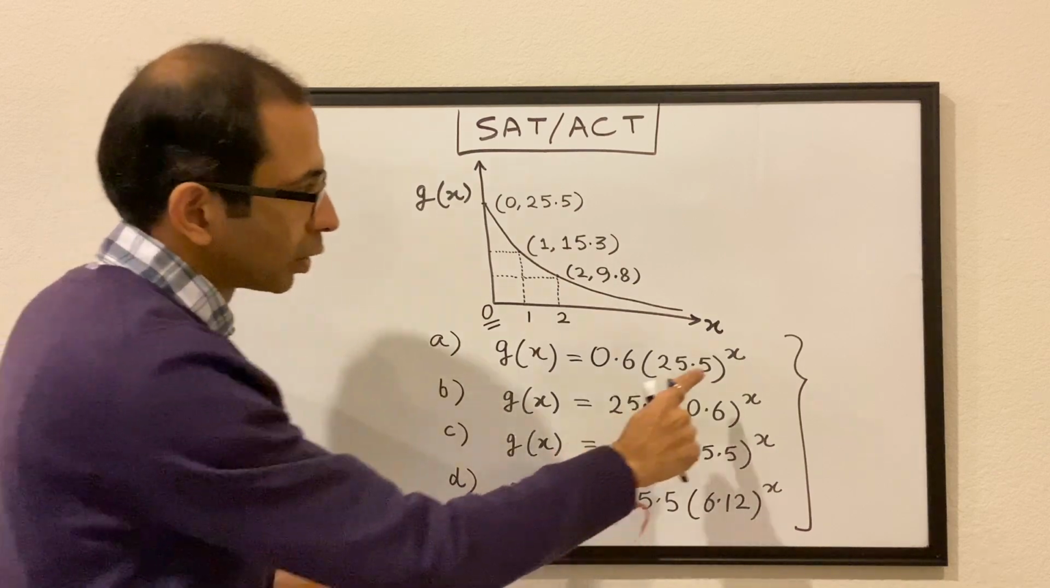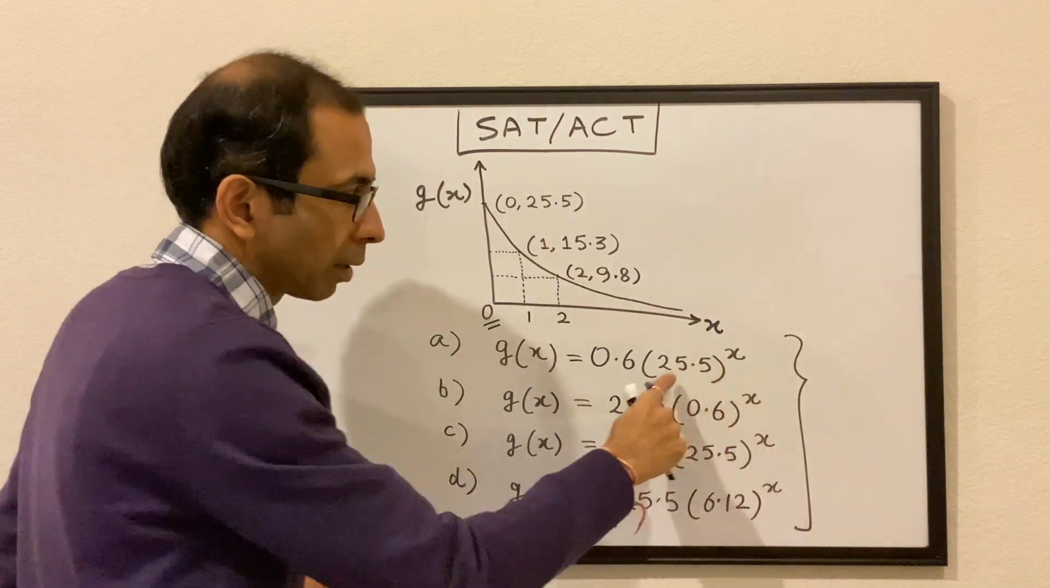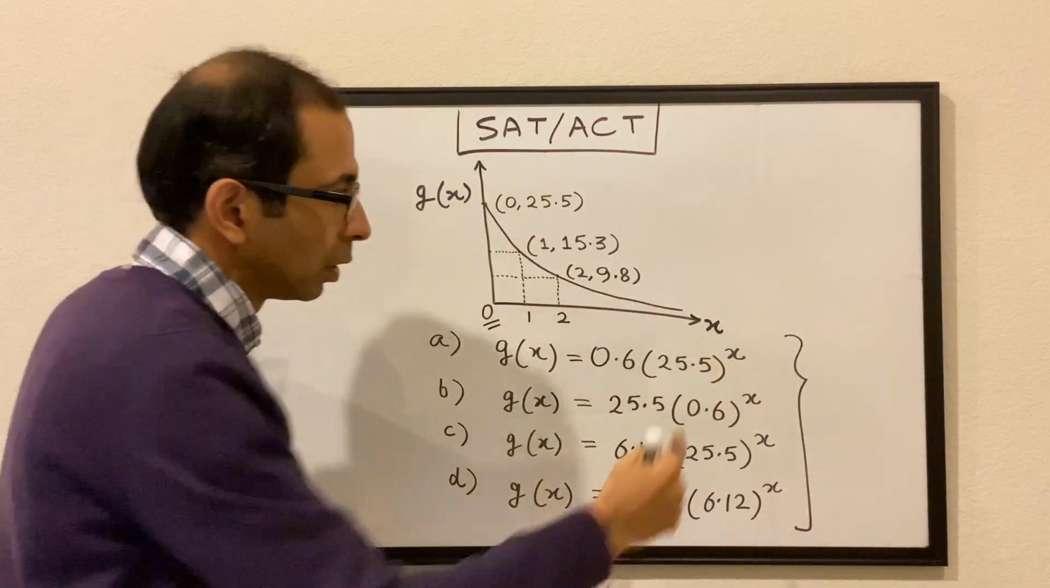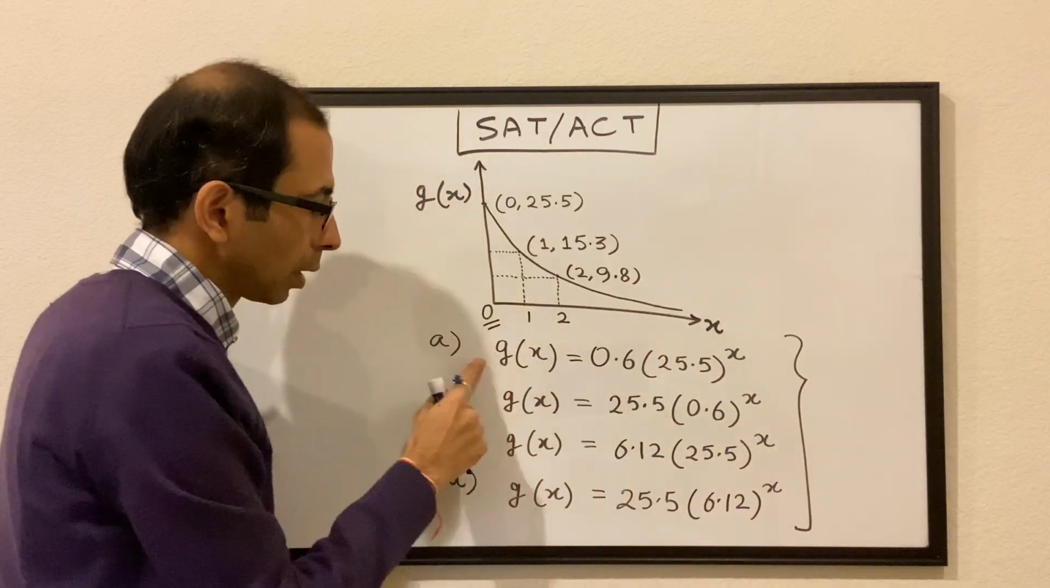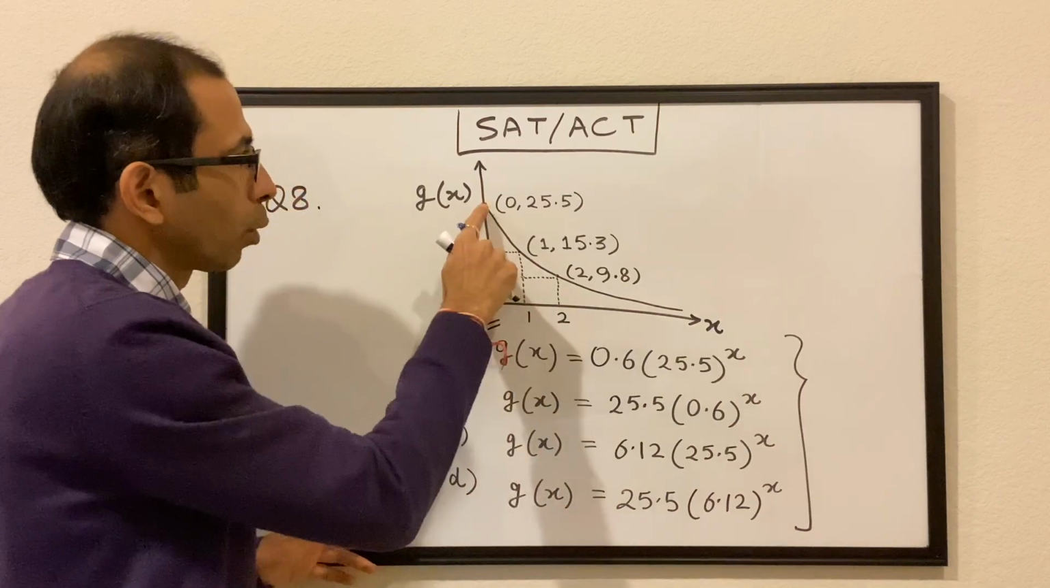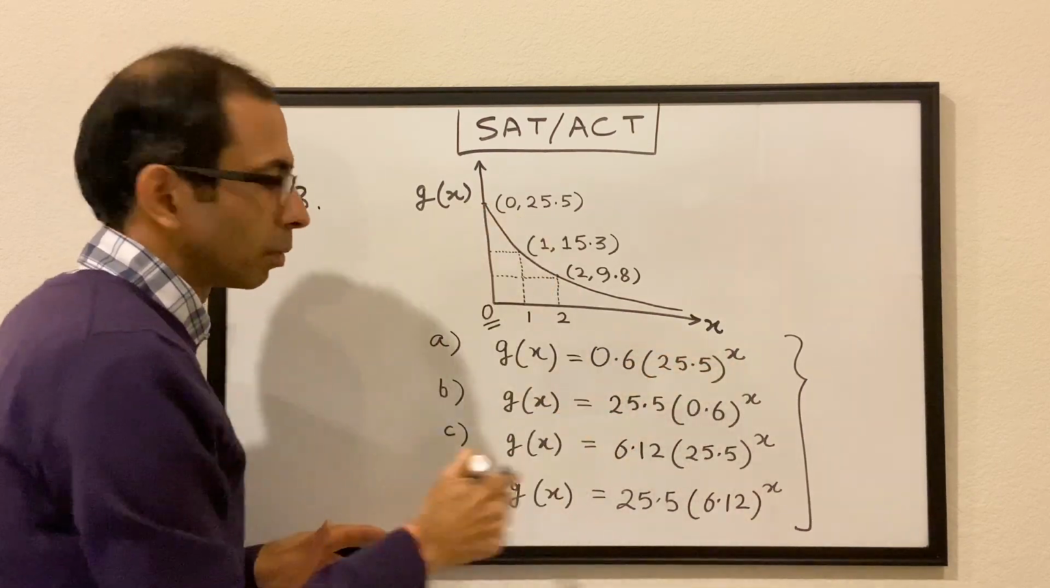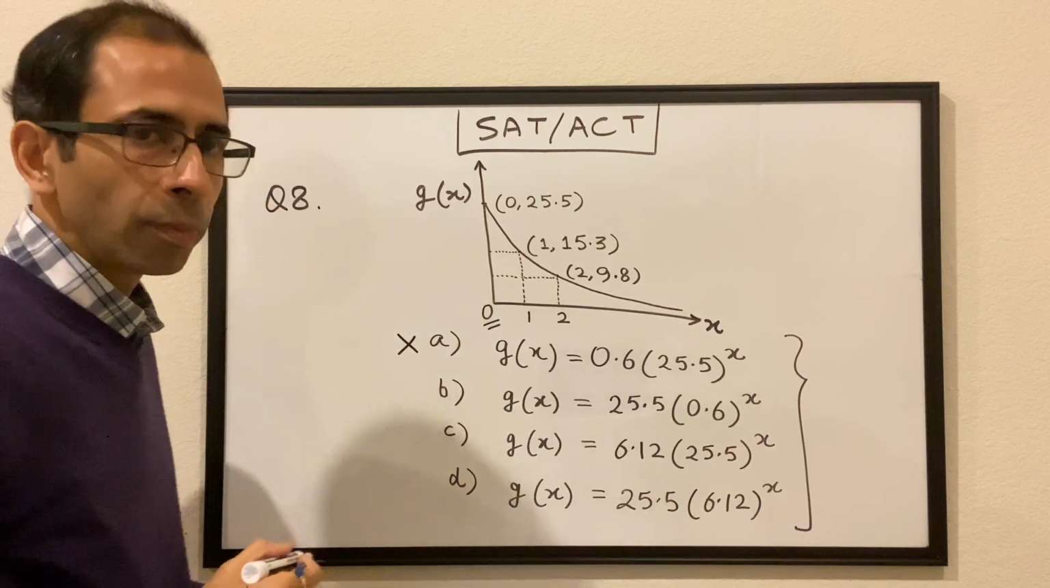So let's see which of those options give us the value of gx as 25.5 for x equal to 0. So when we put x equal to 0 here, right, anything to the power of 0 is 1. So this guy becomes 1. 1 times 0.6 is 0.6. So A does not give us 25.5 when x is 0. So this is ruled out, right?